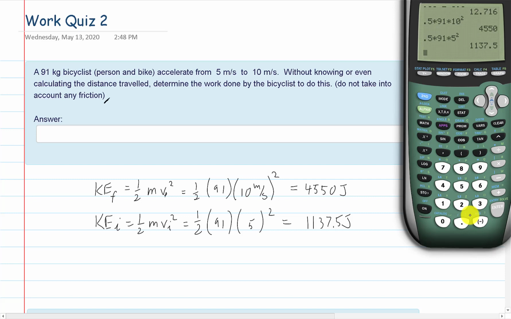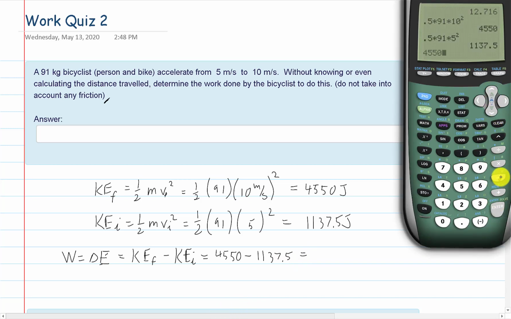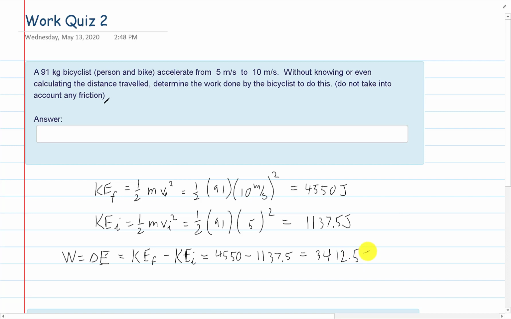Okay, now that we have the initial kinetic energy and the final kinetic energy, work is defined as a change in energy. Whenever you do work, there's a change in energy, and of course they worked. They went from an energy of 1100 to 4500. So that's going to be the kinetic energy final minus the kinetic energy initial. There's no potential here. There's no friction being lost or anything, so we don't do that. It's just these two numbers subtracted. So it's 3412.5. So that's how much work was done.